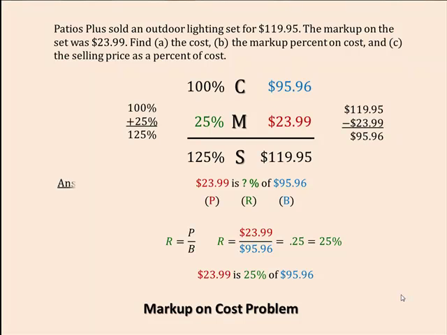So the answers are: A, the cost is $95.96. B, the markup percent on cost is 25%. And C, the selling price as a percent of cost is 125%.